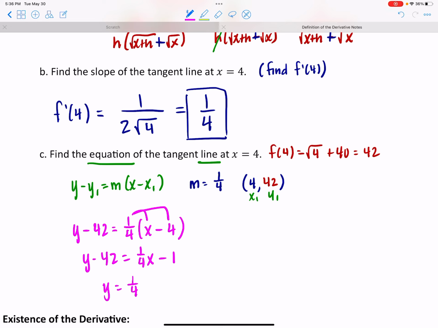And that's going to leave me 1/4 x. -1 plus the 42 is going to make 41. This is the equation of the line that is tangent to this curve at this particular point.